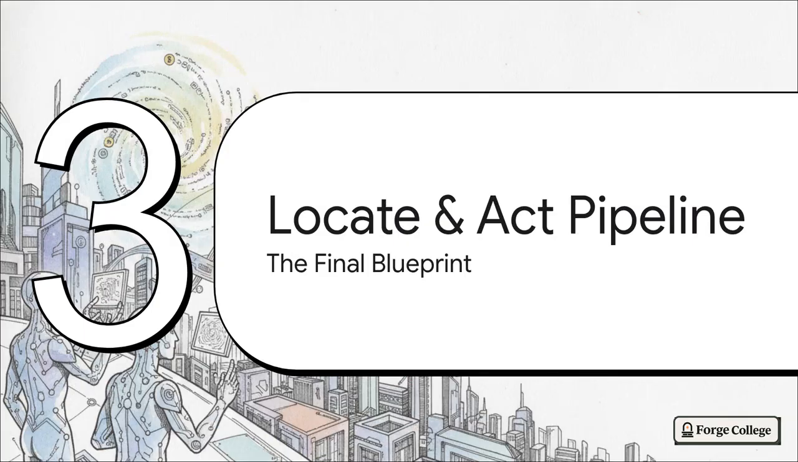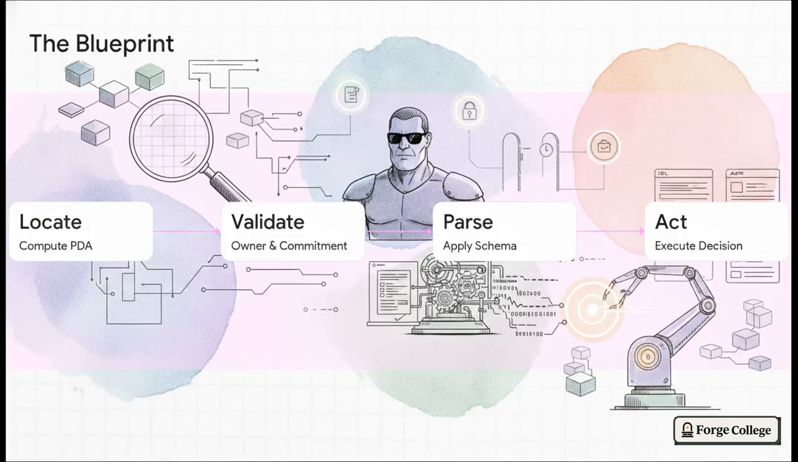All right, let's bring the whole thing together in Section 6, the locate and act pipeline. This is our final blueprint. So here is the elegant, four-step operational workflow every agent needs to run to safely navigate on-chain state. Step 1, locate. Compute the PDA to find the account instantly. Step 2, validate. Be that strict bouncer. Check the owner and finality commitment. Step 3, parse. Apply your schema or IDL to safely translate the raw bytes. And finally, Step 4, act. Only after passing those first 3 rigorous gates should your agent actually execute its decision.